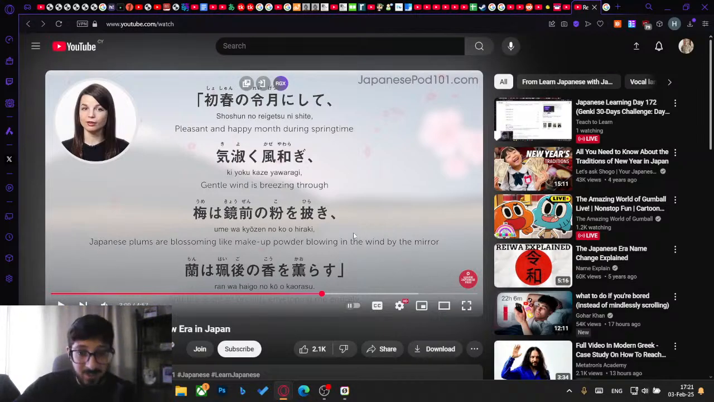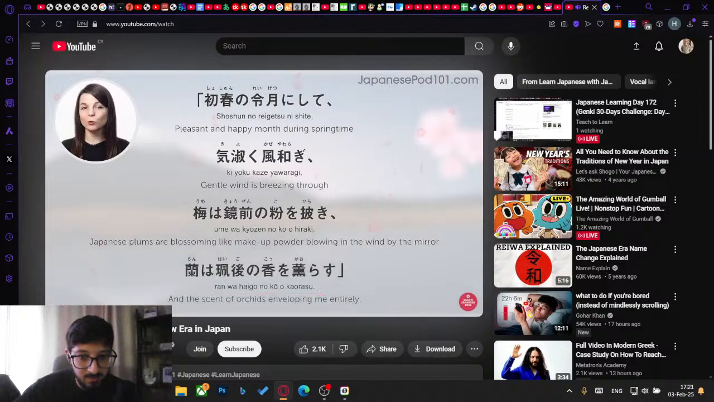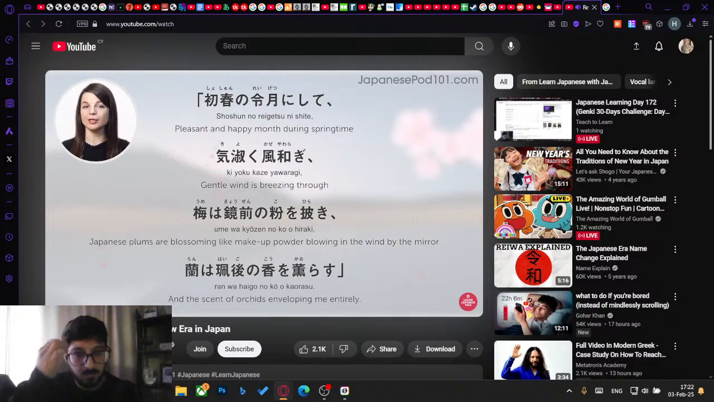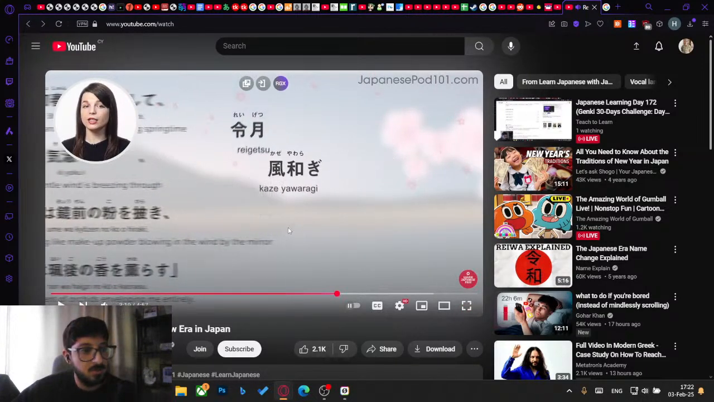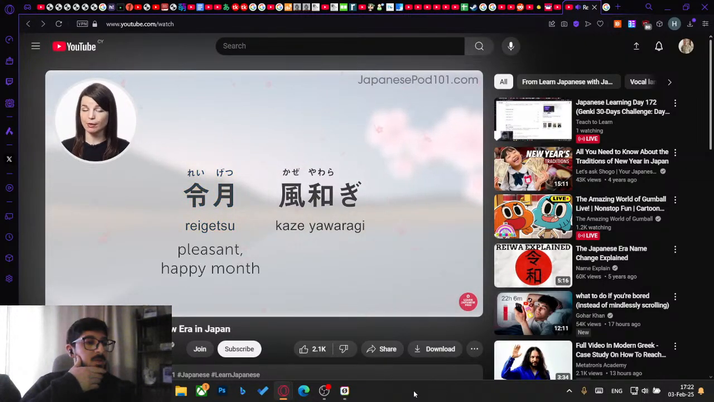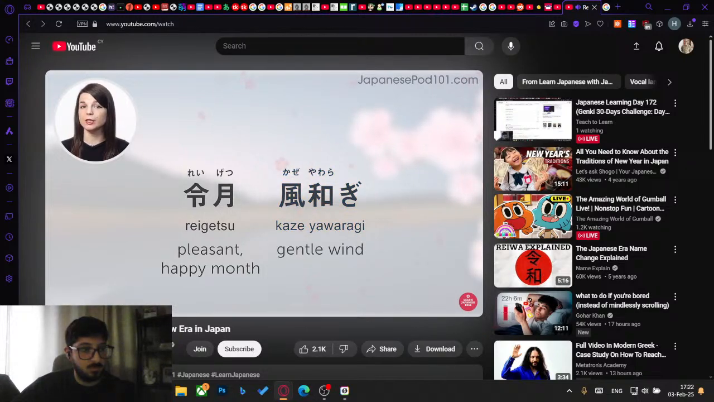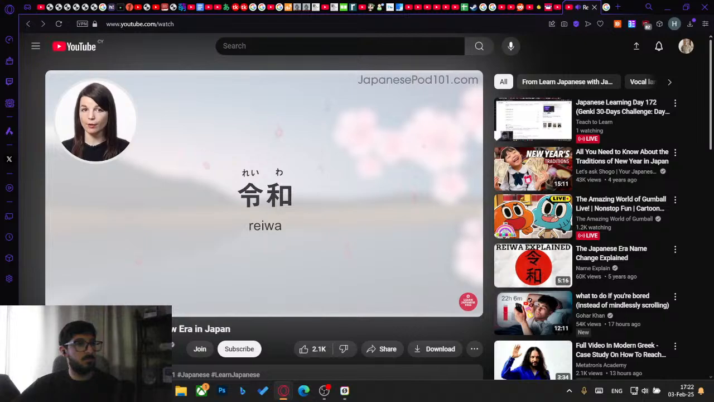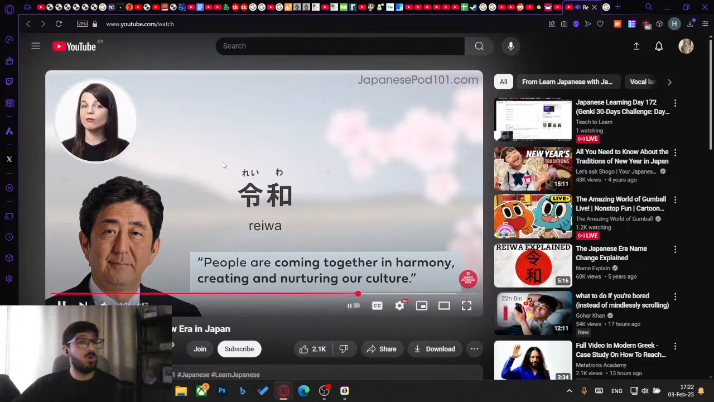I want to learn to read and write poems in Japanese. And the scent of orchids enveloping me entirely. This poetry is a part of a literature describing the beauty of Japanese plums blossoming in the spring. I want to learn to write poems in English also. Reiwa, meaning pleasant, happy month, and kazeyawaragi, meaning gentle wind, that appear in this poetry, were selected to create the new name, Reiwa, for our new era. Prime Minister Abe has emphasized... Haiku is a form of poetry.